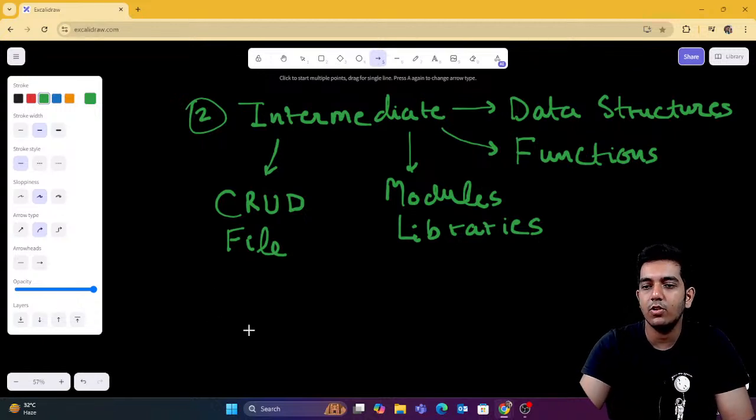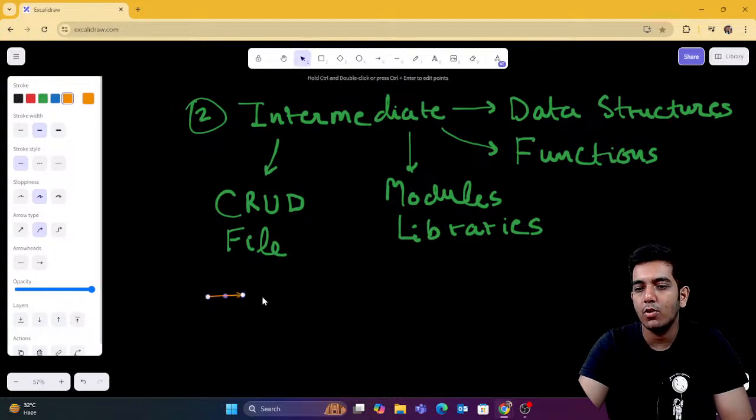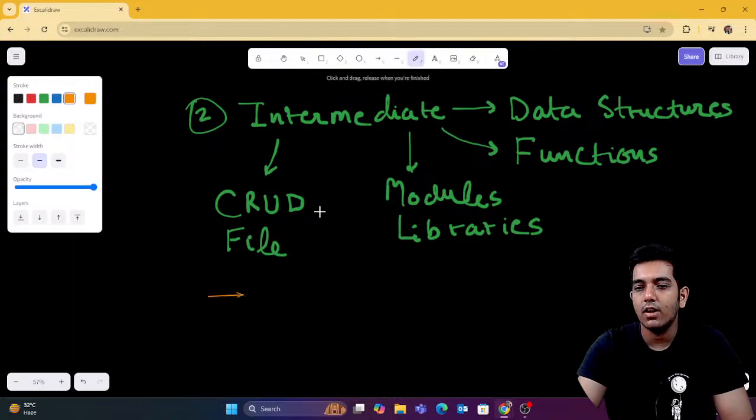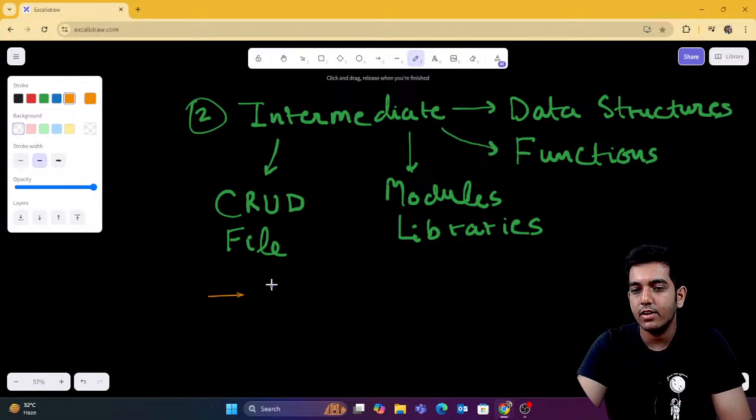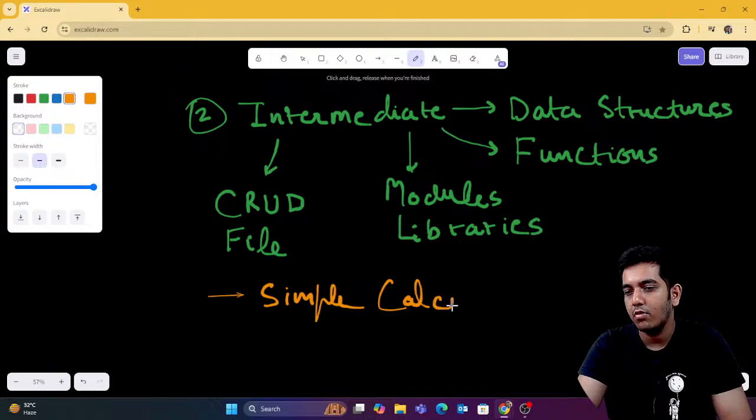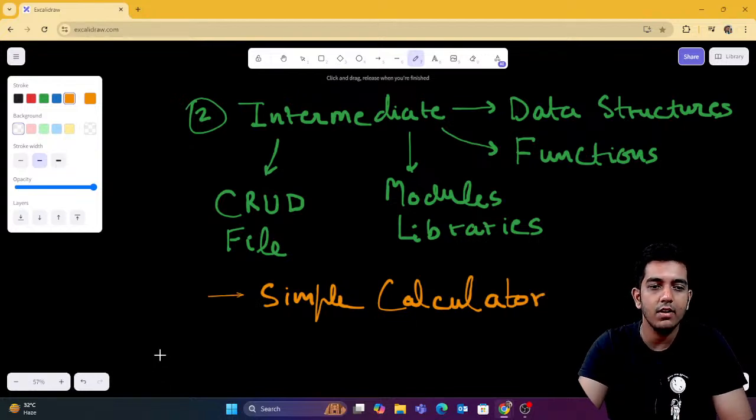So let me just write the project names here. One of the projects which I would say is you can make a calculator, a simple calculator. Okay, that means 1 plus 1 equals 2, that type of calculator. So you can make this project. Okay, this is a very good project which you can make.